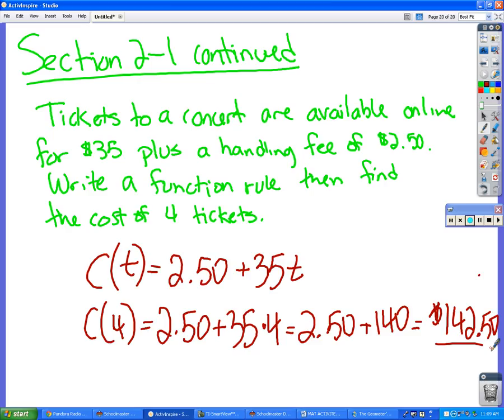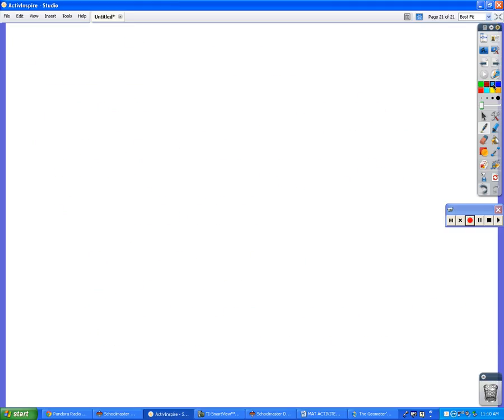Okay, so most of these problems that you're going to work on today are set up this way. There's one thing that you have to pay right at the beginning. Maybe it's a charge for the plumber to show up at your house. I don't know, I can't make up anything else like that. And then there's going to be another cost that depends on how many tickets you buy, or how many hours they work, or how many cakes you order, or something like that, and that's the one that's going to be multiplied by the variable.